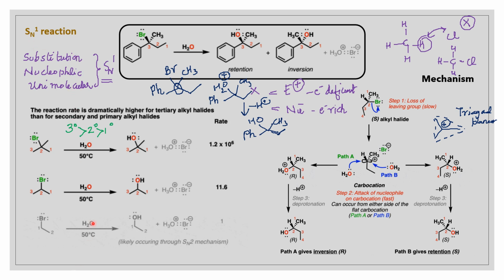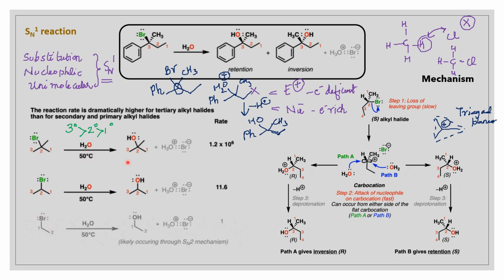So here you can see that there are three alkyl halides. The structural importance of these alkyl halides is that this is one which can form a tertiary carbocation. This is the one which can form a secondary carbocation. Similarly, this is the one which can form a primary carbocation.